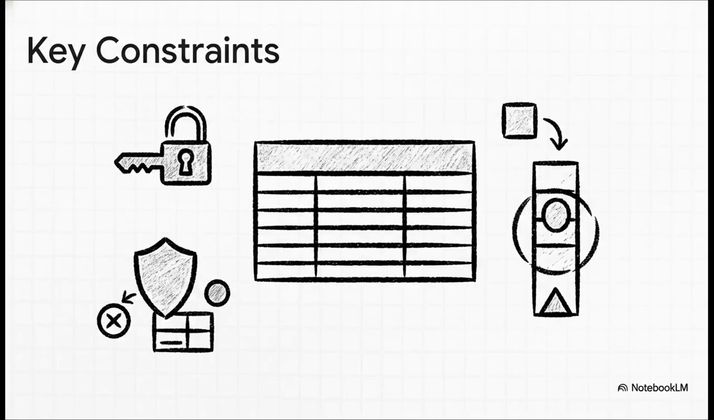Now on top of that, you can add some rules, and they're called constraints. A primary key, for example, is like a unique ID number for every single row. No duplicates allowed, ever. And not null is exactly what it sounds like. It means this field can't be left empty. Think of these rules as the guardians of your data, making sure everything stays accurate.